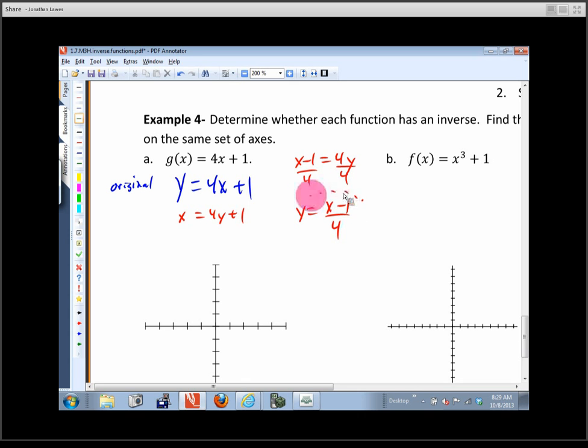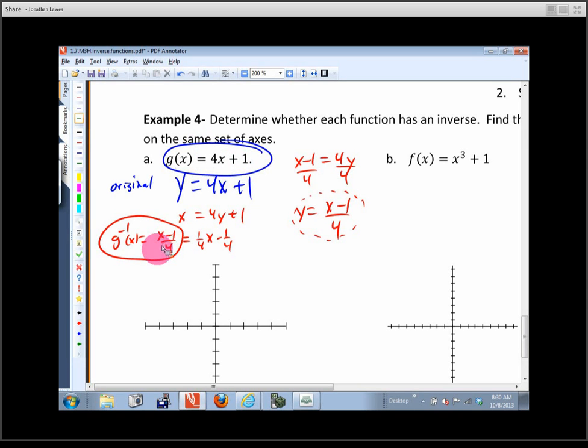Okay. Now, I also want to indicate that in the proper way. So I'm going to write that g inverse of x is x minus 1 over 4. Or if I wrote it in a form where I could graph it, this would be 1/4 x minus 1/4. Okay? So here's the inverse. Here's the original one. We're saying those two are inverses. And then the instructions say we should graph this on the same set of axes and see if they are reflections across the line y equals x. So let's go ahead and do that.